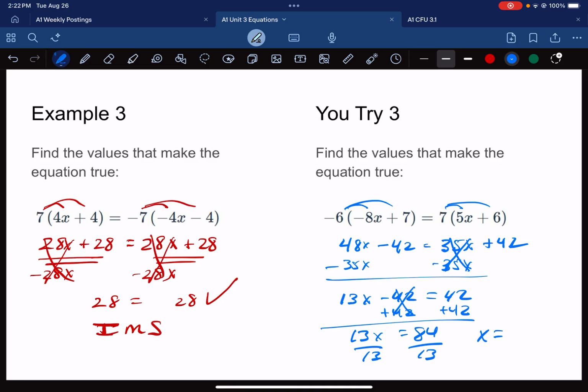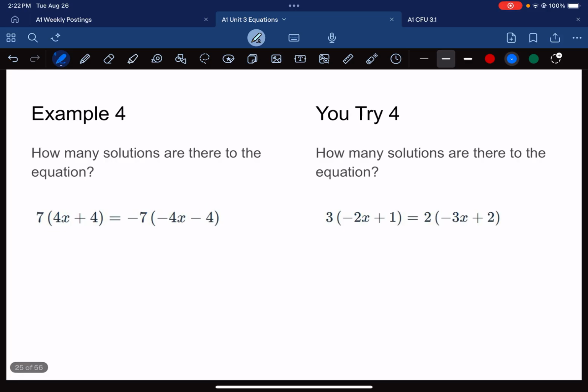Yeah, I got 6.46. We're just going to leave it. 84 over 13 is my answer. That's just got one solution. So the instruction up here says find the value of the equation that makes it true. So we found the value. But sometimes the question says how many solutions does it have? And then we would tell what it is, okay?